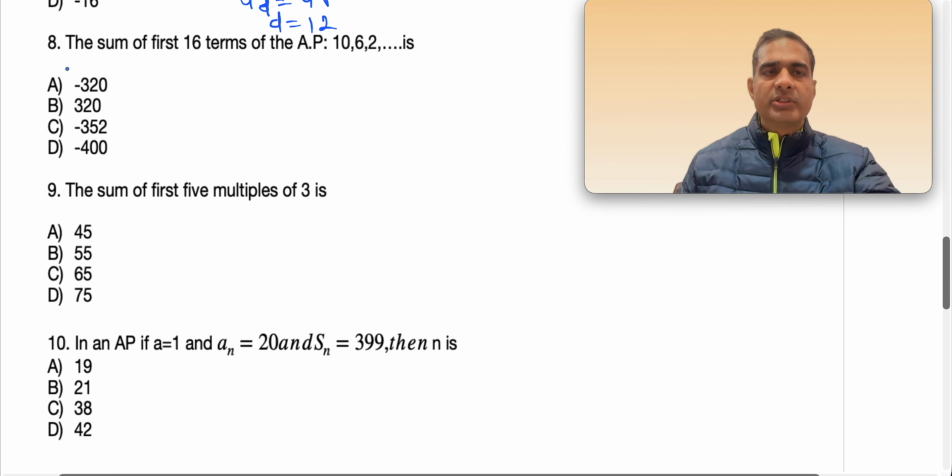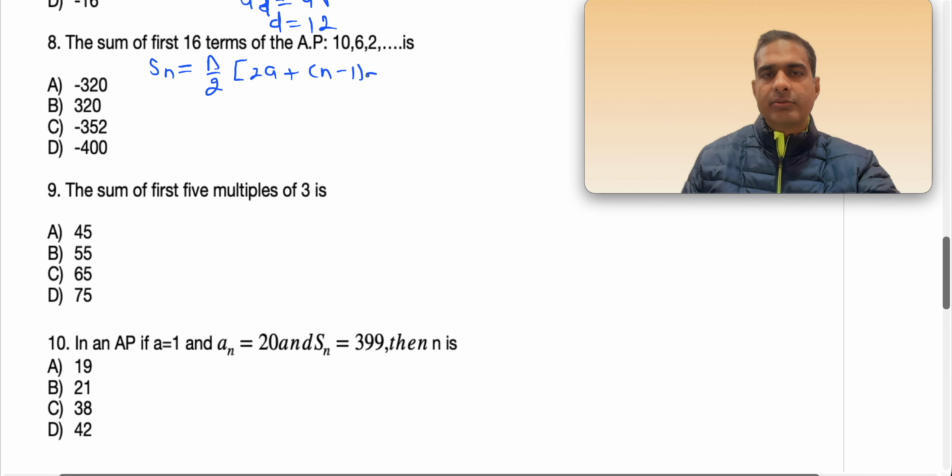Okay, so question number 8, the sum of first 16 terms of the AP. So now we have to find out the sum of n terms, and here n is 16, and the first 3 terms are given: 10, 6 and 2. So first let's write the formula for finding the sum of n terms: n by 2 times (2a plus (n minus 1)d). So this is the formula.